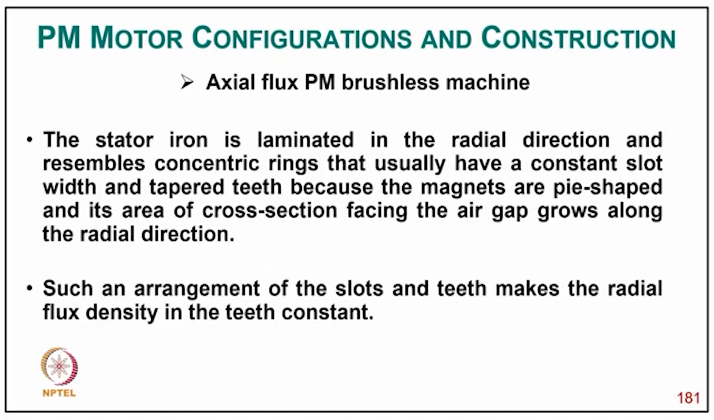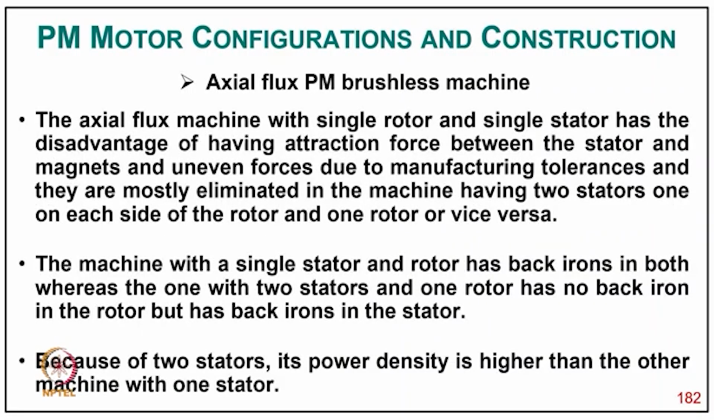So the stator iron is laminated in the radial direction and resembles concentric rings that usually have a constant slot width and tapered teeth, because the magnets are pre-shaped, and the area of cross section facing the air gap is close to the radial direction. Such an arrangement of slots and teeth makes the radial flux density in the teeth constant. An axial flux machine with a single stator and single rotor has the disadvantage of an attraction force between the stator and magnet.